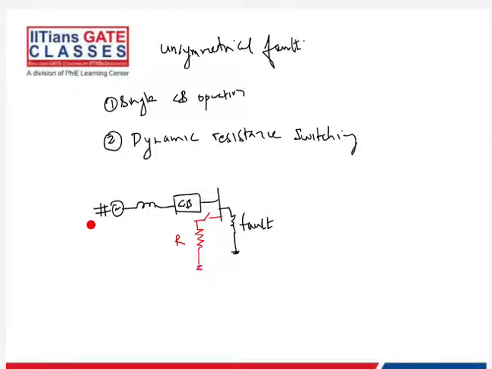So what happens when the fault occurs? We will switch this on, and PA will be PS minus PE2 plus I square R, right? So when we have a fault, we will dynamically switch on the resistance, and this will cause the effective PA to come down.